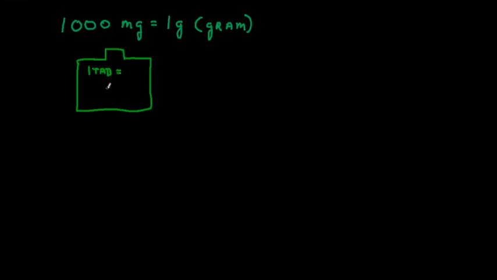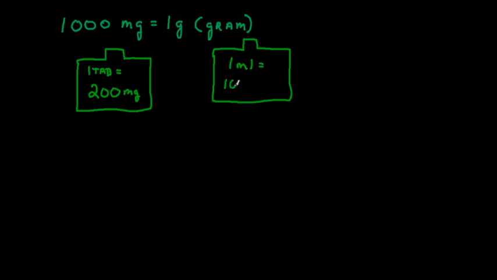Okay, so how many milligrams is in a tab? You're going to read the label on the bottle. Depending on the medicine, this will say milligrams per tablet, or if it's a liquid, it will say milligrams per milliliter. Here is another abbreviation. Milliliter, mL. 1,000 milliliters are in 1 liter.